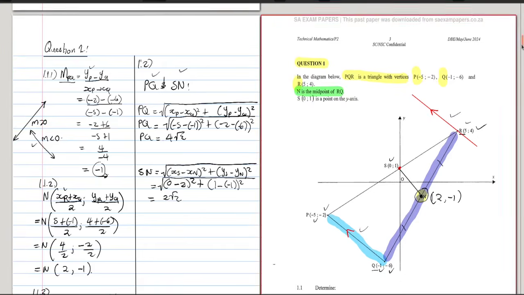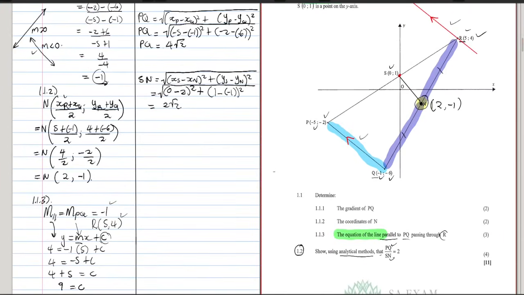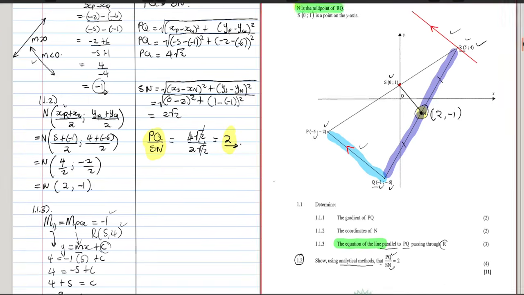Now here's the analytical method to prove this. We take PQ divided by SN. PQ is 4 square root 2 over 2 square root 2. Cancel, 4 over 2 is 2. This is the final answer, and we just proved that 2 equals the division of these. We can also go about it using gradients, but I'm not going to go over that one. The distance method works just fine as well.